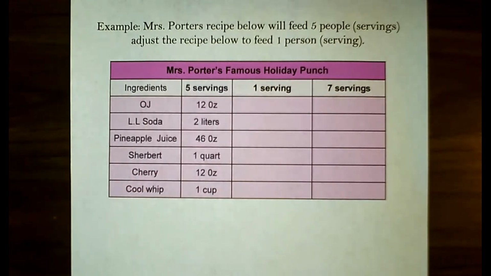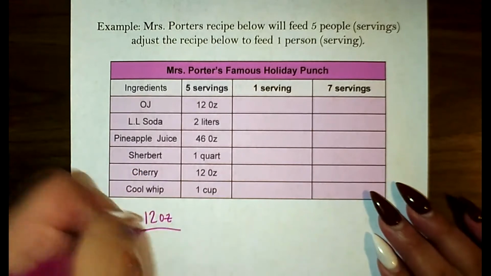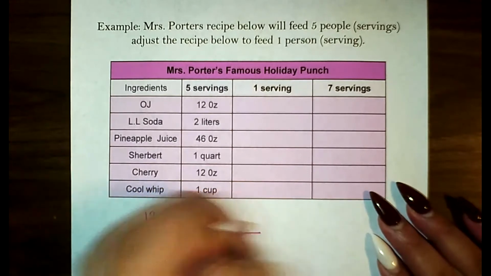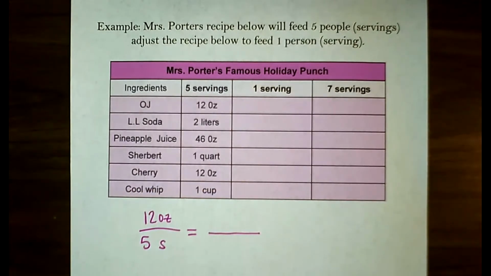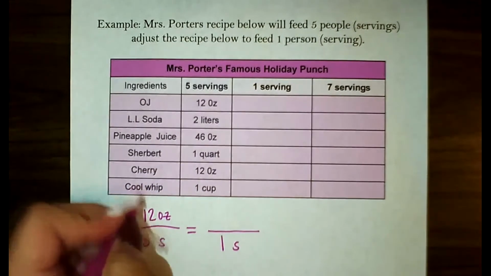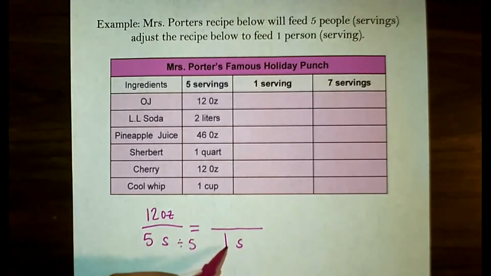Well, I want to know how many ounces do I need per serving? So that means I have 12 ounces for 5 servings. I need to figure out how much I need for 1 serving. If I'm creating a unit rate, which is 1 serving, 1 person, I need to create that denominator of 1. So I'm going to go from 5 and divide by 5, because 5 divided by 5 will give me 1.